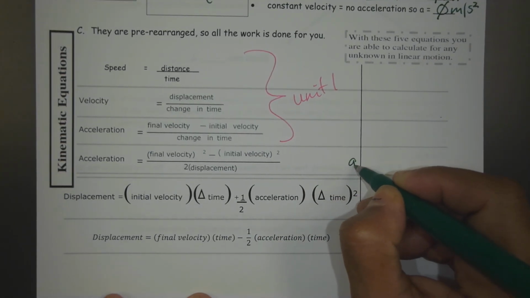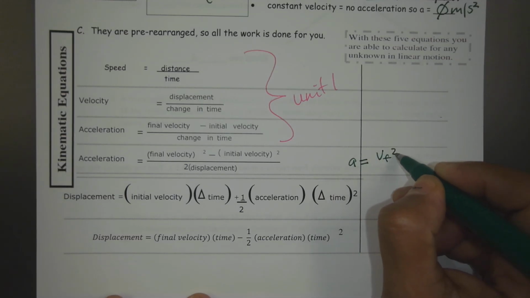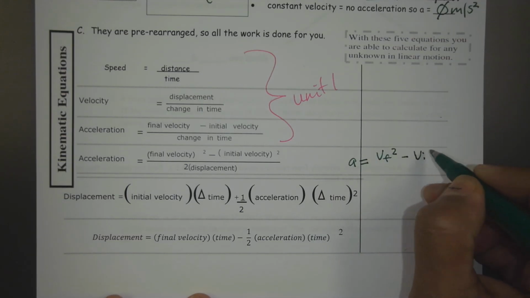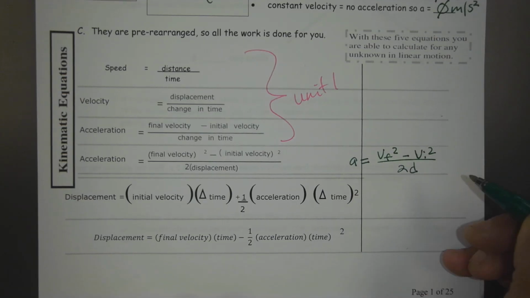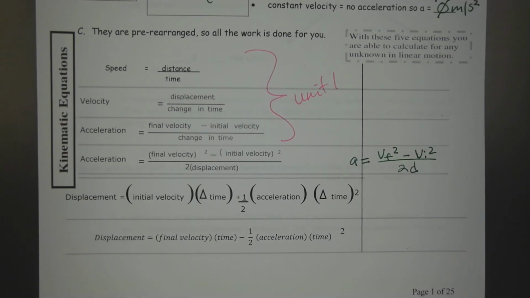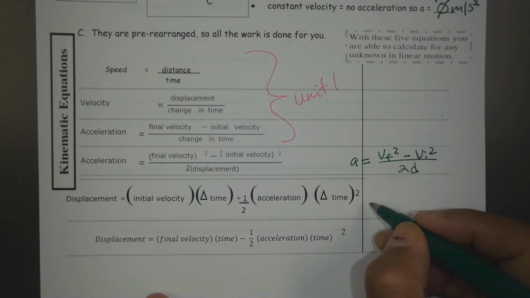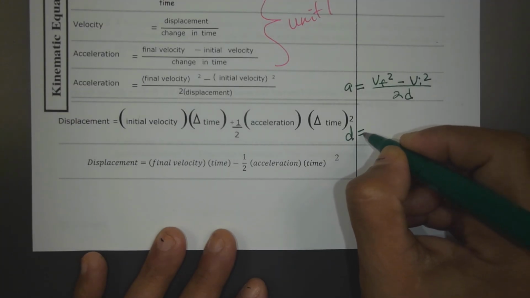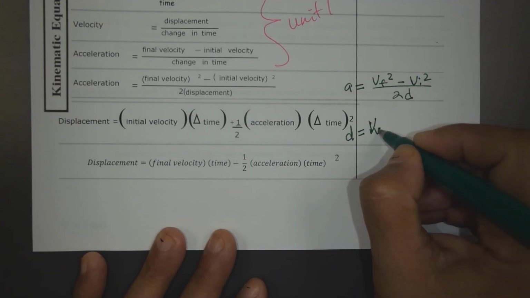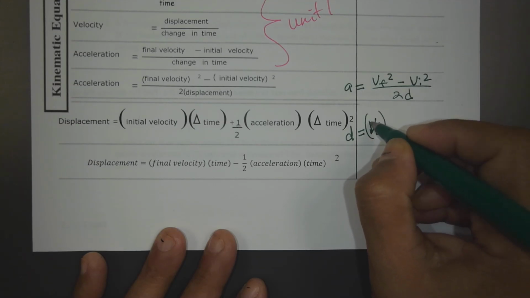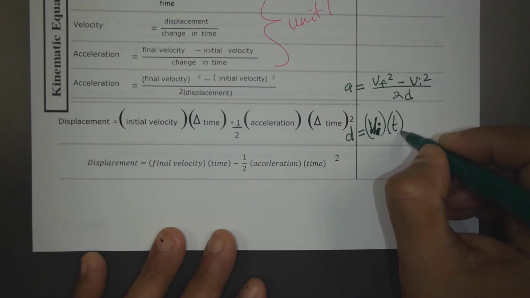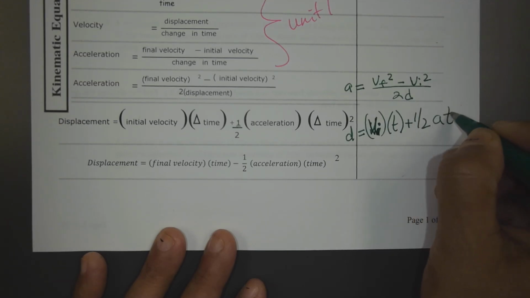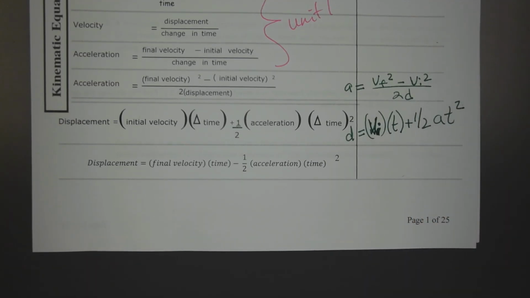Here's one of the new equations. a equals final velocity squared minus initial velocity squared over 2d. You do not have to memorize it. It is on your formula chart. The next one, which is a Superhero Power Ranger morphed equation, is distance equals initial velocity times time plus 1/2 a t squared. That's actually the one that we go to almost always. That is the one that we're going to use.